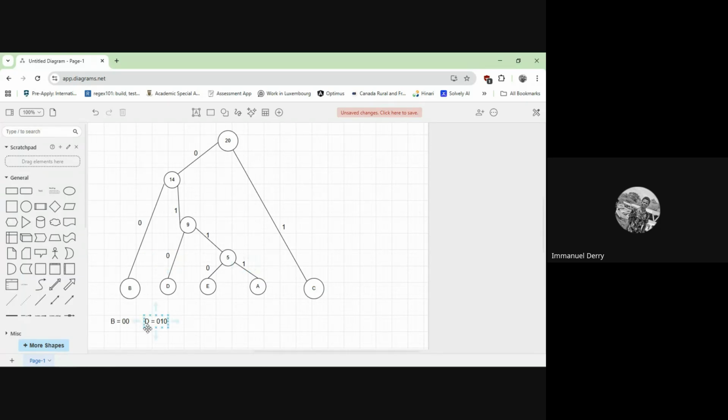All right, so let's get the binary representations first, and then I'll address that particular question. Right. So for D, we have 0, 1, 0 to represent the binary.